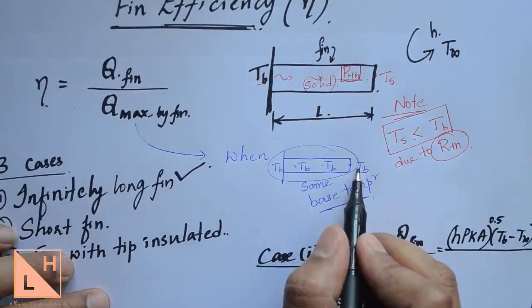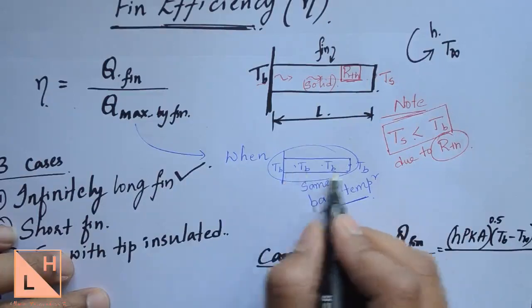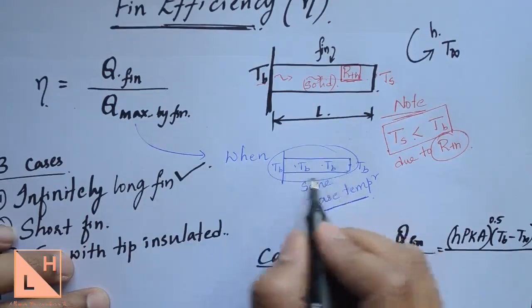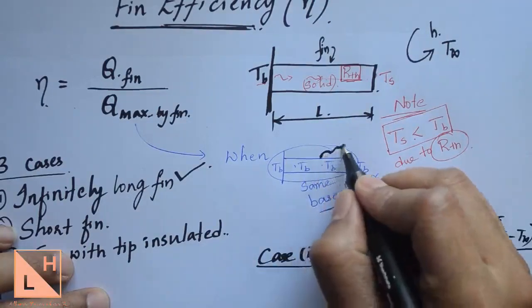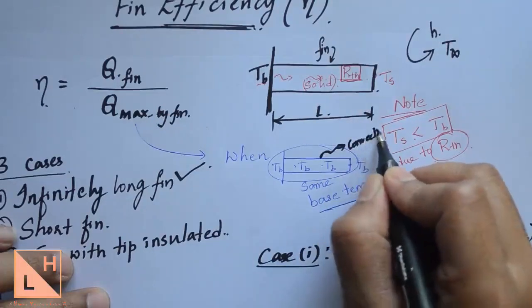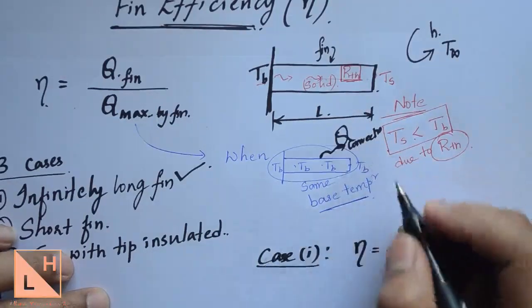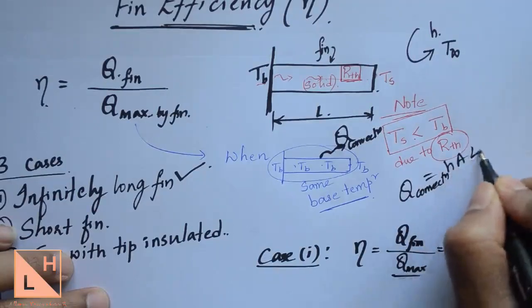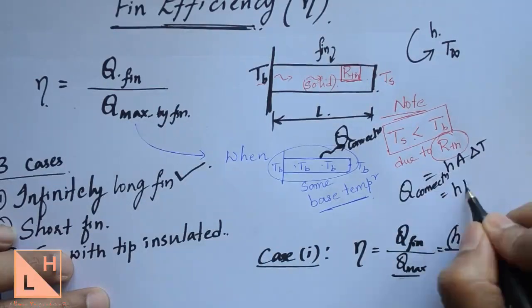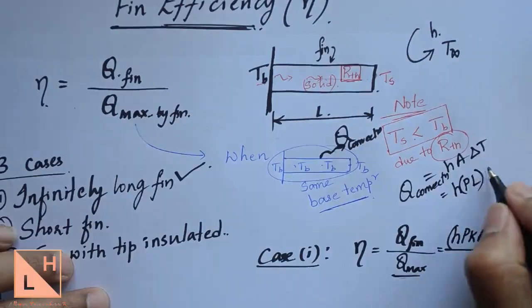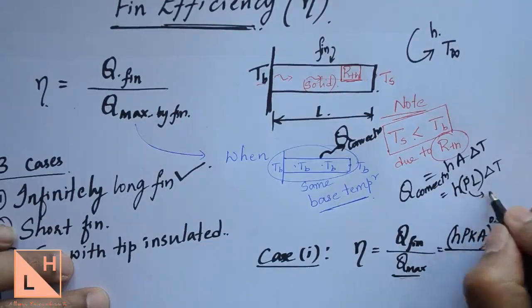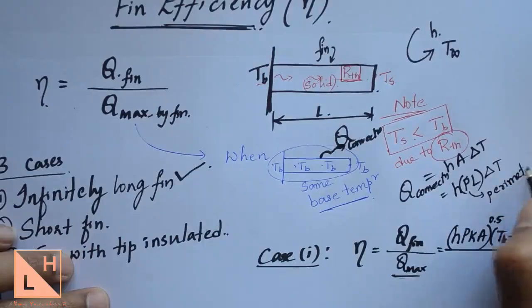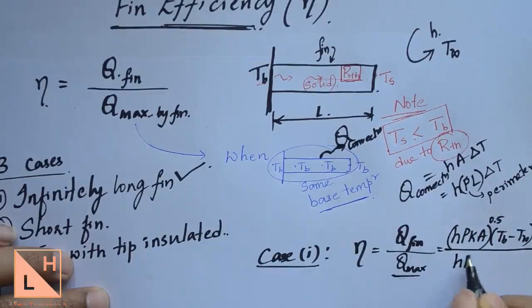I've already told you how you are going to get maximum heat. It happens only when the complete fin is at the base temperature. So this fin will transfer the heat to the atmosphere through the mode of convection. Therefore, from Newton's law, we have the formula for heat transferred by convection as hA delta T. We can rewrite it as h into P L delta T, where P is called the perimeter. So perimeter into length will give you the surface area. So we are writing hA delta T in the form of hPL delta T.